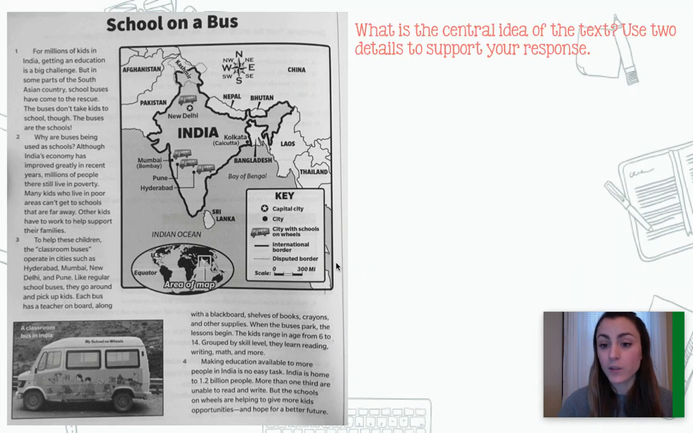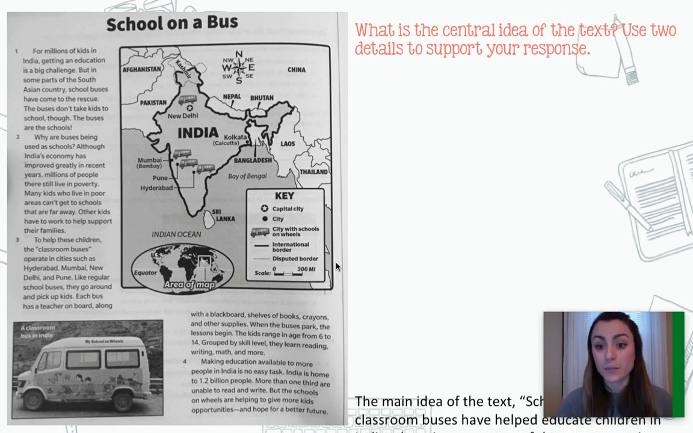So we're going to go a little bit further and we're going to practice a short response answer. So you would have a question that could ask it like this. What is the central idea of the text? Use two details to support your response. So first, we would start with our steps. We would start with our restate and our answer.